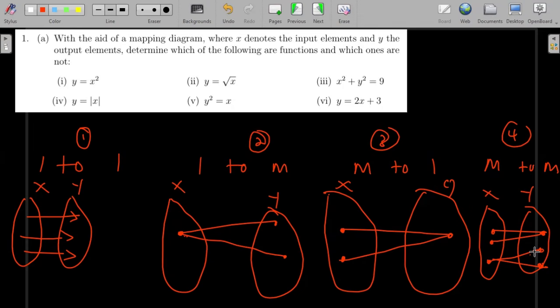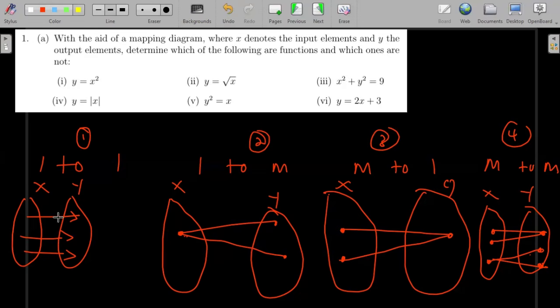Okay, so now from these relations, you're going to get something very special that we call a function. So what is a function by definition? A function is a special type of relation where each input in the first set is assigned to exactly one output in the second set. So each input in the first set should have exactly one image, okay?